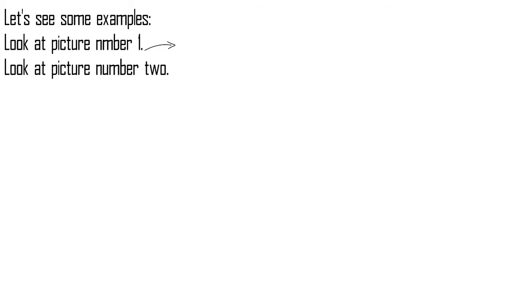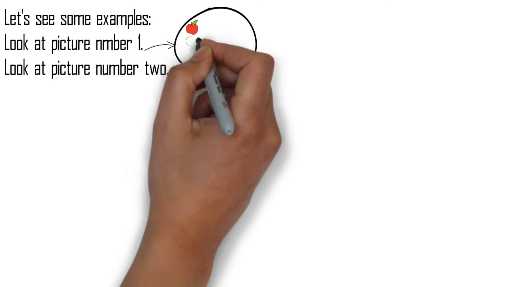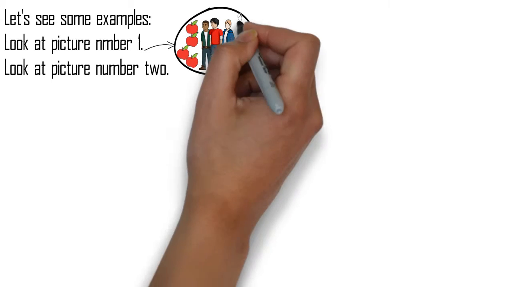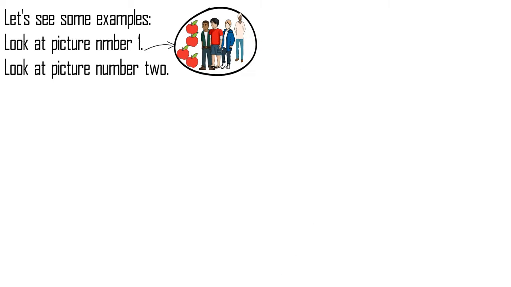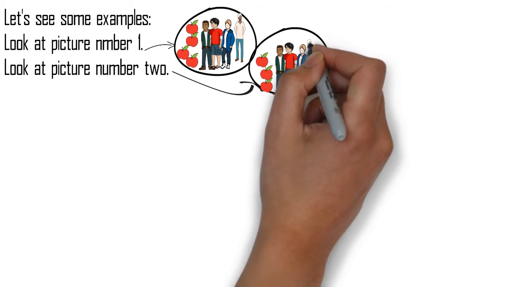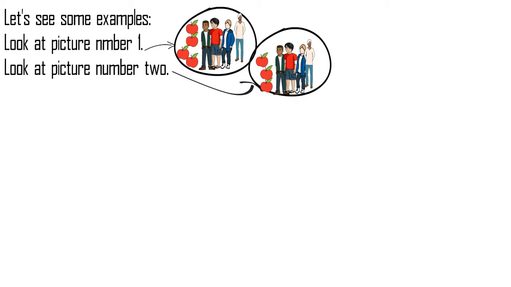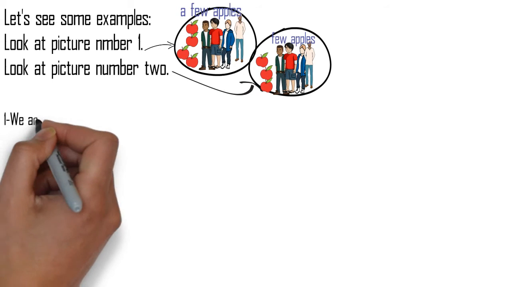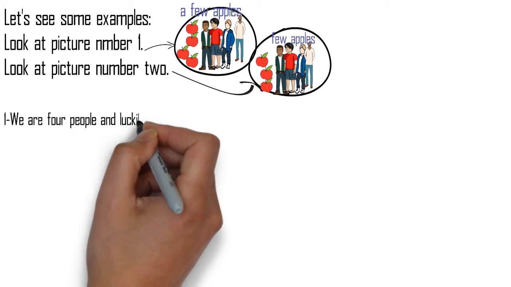Look at the two following pictures. We have here 1, 2, 3, 4 apples, and we have 1, 2, 3, and 4 people. Now, picture number 2, we have 1, 2, 3 apples, but we have 1, 2, 3, and 4 people. Now, in picture number 1, we're going to use a few apples. And in picture number 2, we're going to use few apples. We're going to see why.